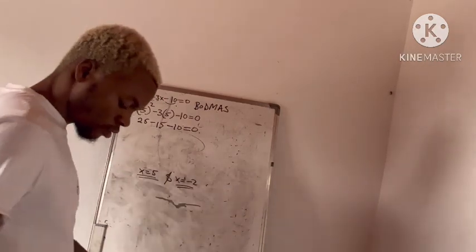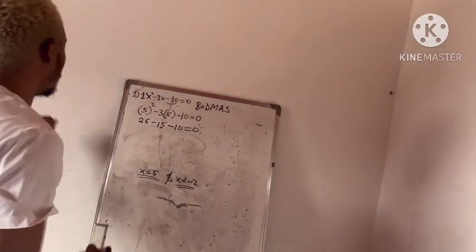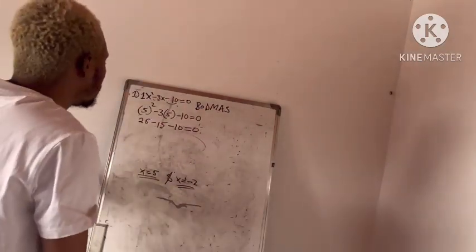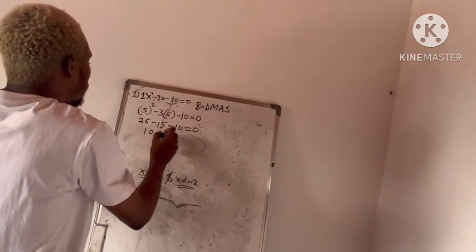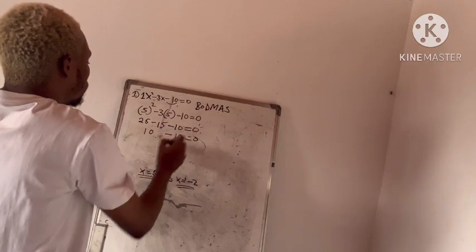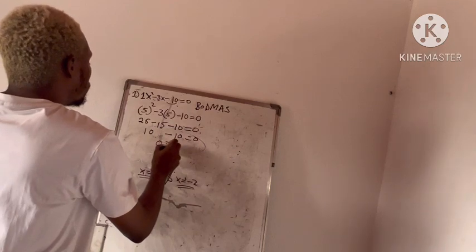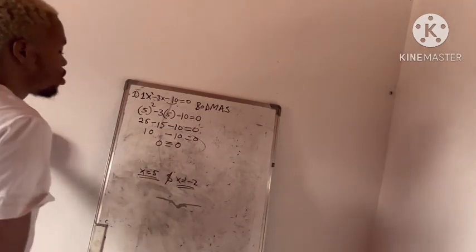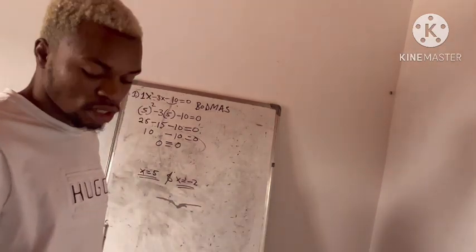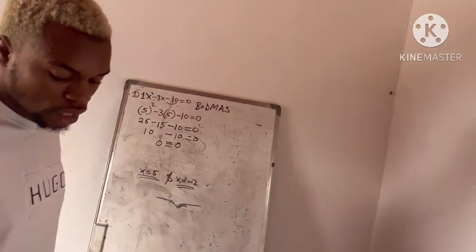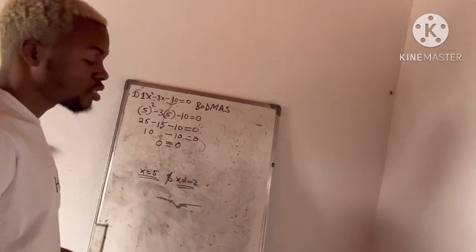So here you have 25 minus 15. 25 minus 15 there, you got 10 minus 10. And you can bet with me 10 minus 10 gives you 0. So you see 0 is equal to 0. That tells you that the equation is correct. Now the next thing we should do is let's verify x equal to negative 2.